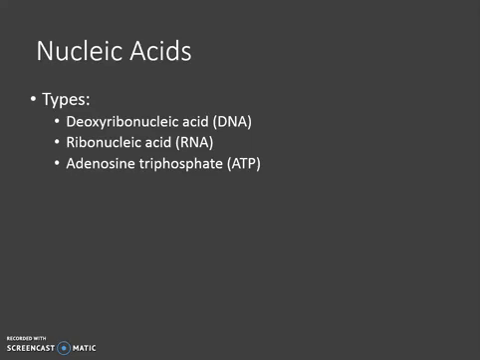Nucleic acids are also a type of macromolecule that are polymers. And remember, polymers are just long or kind of big molecules made up of chains of smaller building blocks bonded together. So there are three main types of nucleic acids. There is deoxyribonucleic acid, which is more commonly abbreviated to DNA. Ribonucleic acid, which is also just referred to as RNA, and adenosine triphosphate, which is abbreviated as ATP.